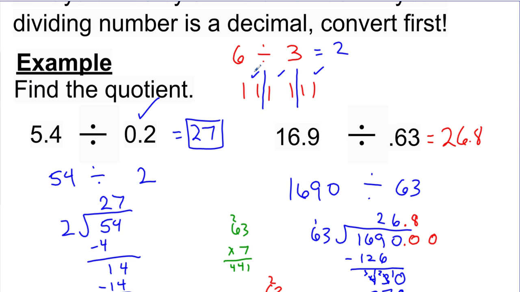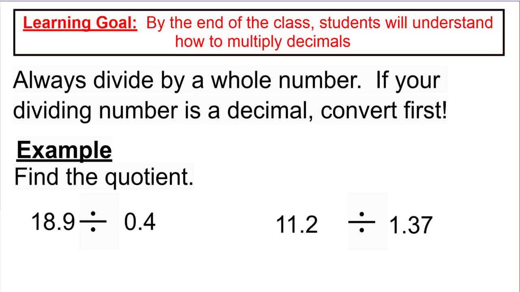And usually on a quiz or a test or any kind of thing, they'd tell you how far in the decimal places to go. But in this case, we're going to stop at the tenths place and say 26.8. Okay, so big idea: the second number should always be a whole number. Don't divide by decimals, because that's a little bit complicated.